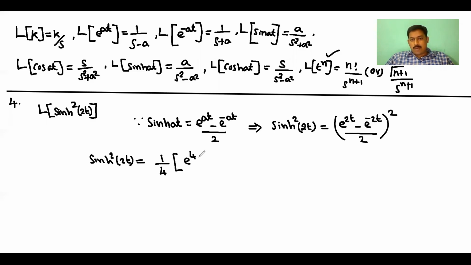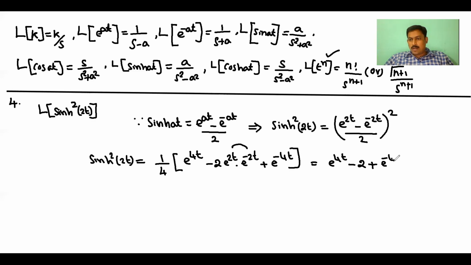Now apply the (a minus b) whole square formula: e power 4t minus 2 into e power 2t into e power minus 2t, plus b square, which is e power minus 4t. If you add the powers in the middle term, e power 0 is 1, so you simply get e power 4t minus 2 plus e power minus 4t, the whole thing divided by 4.